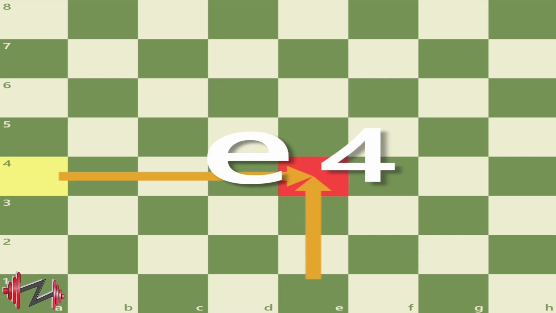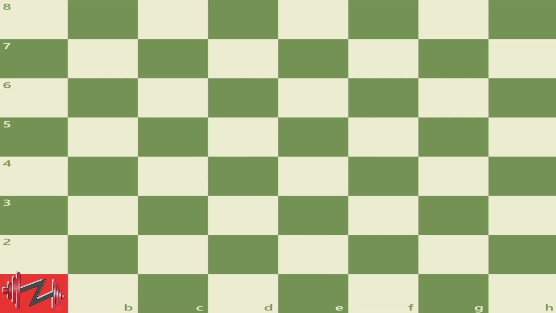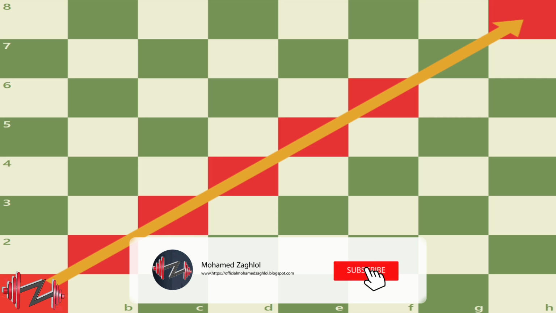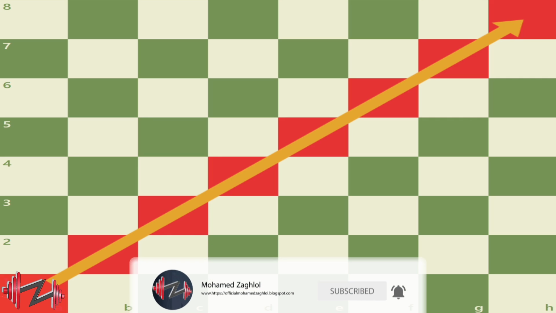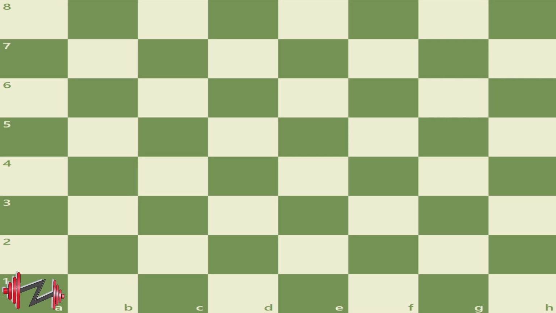Let's take a look and see where the E file meets with the fourth rank. Notice the arrows point at E4, so this square is known as E4. Let's draw a diagonal starting from A1 and go all the way up the board. Notice we land on the H8 square, and in between these squares we see B2, C3, D4, E5, F6, and G7. Together, this is known as the A1 to H8 diagonal, because the diagonal begins on A1 and ends on H8.